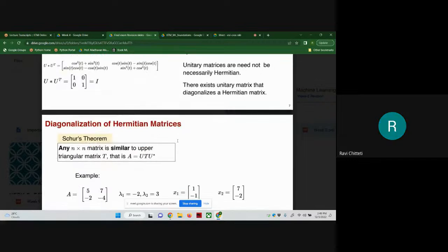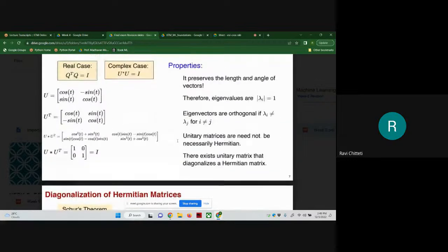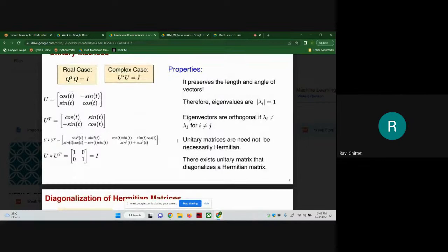Does that mean the eigenvalues are going to be 1, but the eigenvectors are going to be different? No, we are just saying that mod lambda is going to be equal to 1. We are not saying the eigenvalues will be equal to 1.